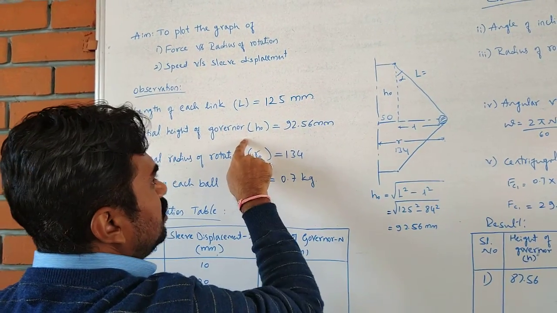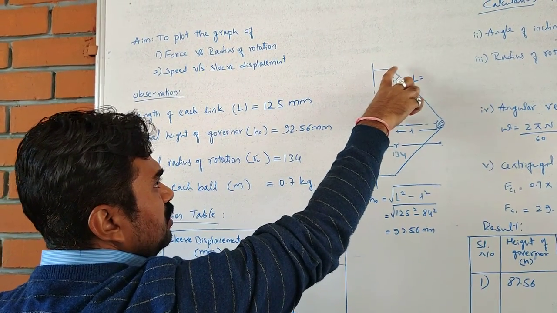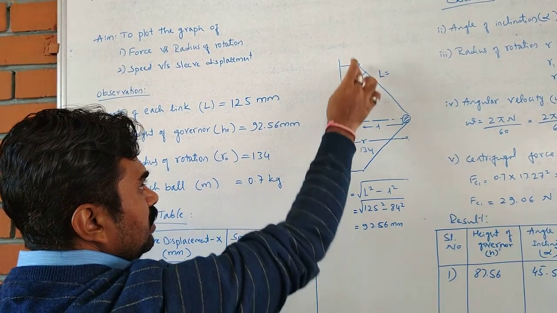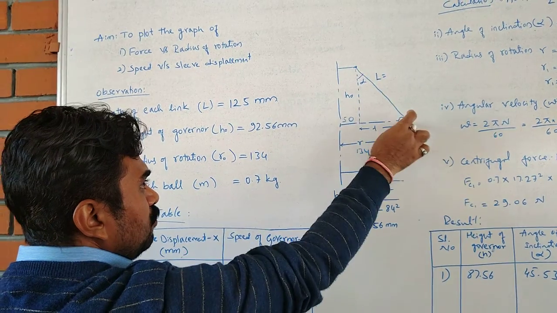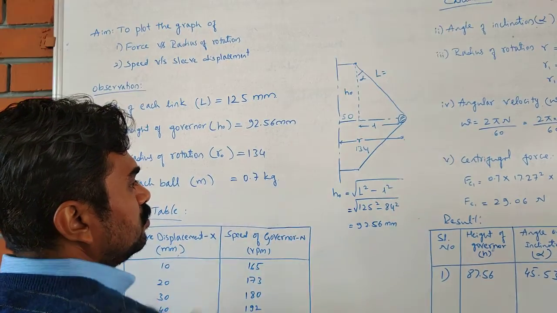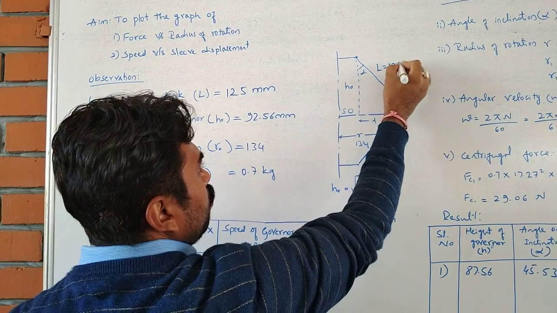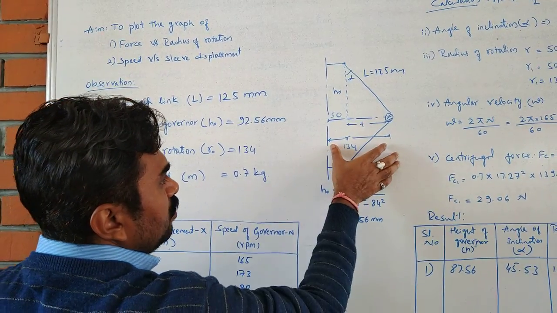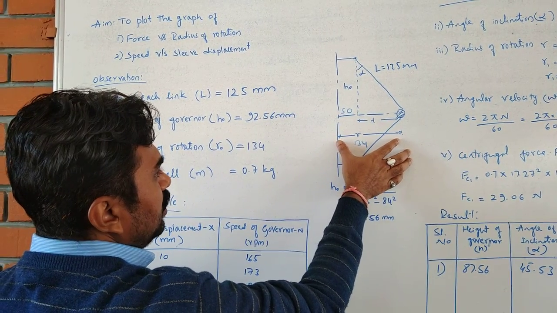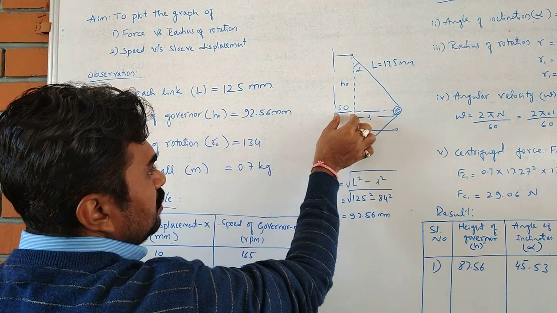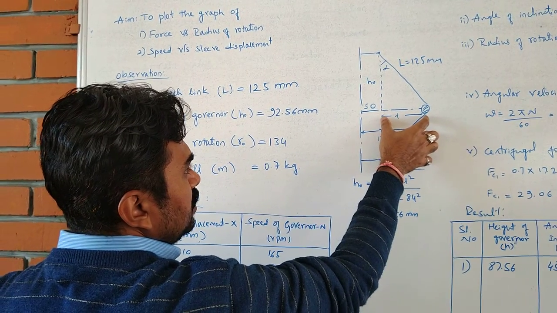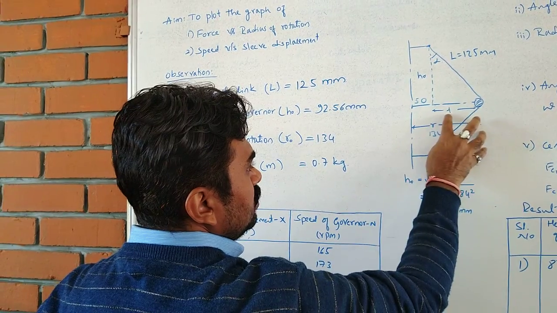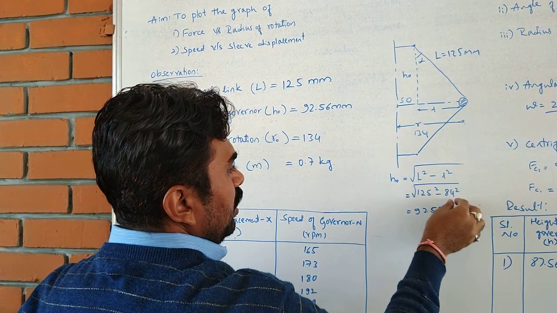So this height is called the initial height of the governor. We use the Pythagoras theorem to find it. We know the length of each link is 125 mm, so L is equal to 125 mm. Next, we have the initial radius of rotation as 134. If I subtract 50, I will get this length: 134 minus 50 gives 84. So this length is 84 mm.